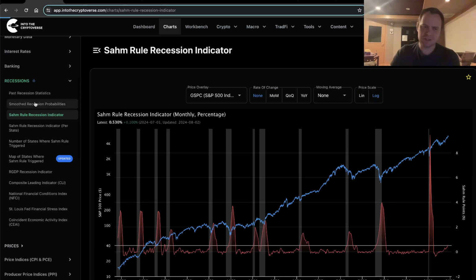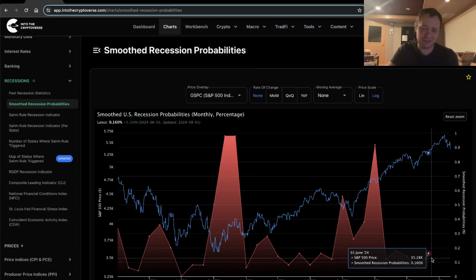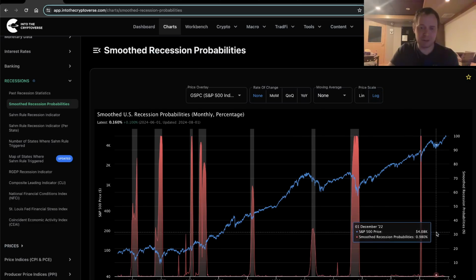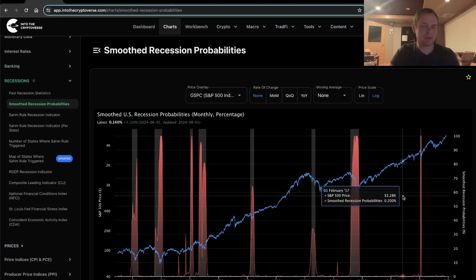There's also this other one, the smooth recession probabilities indicator. And this is still pretty low, right? I mean, as of June, the probability that we were in a recession was only 0.16%, right? So take it for what you will. This probably will change relatively soon. You can see it was last updated on August 1st. Once we get the next data point for this, the beginning of next month, it'll probably be a bit higher because we just got the unemployment rate data that actually went up quite a bit.